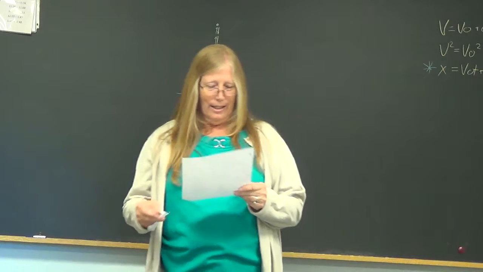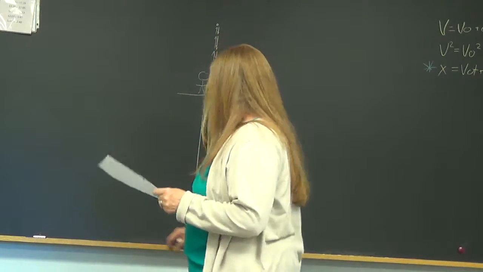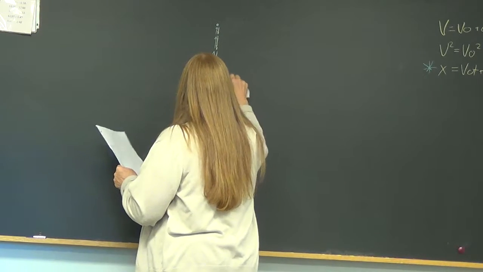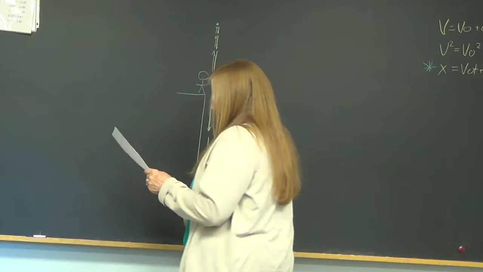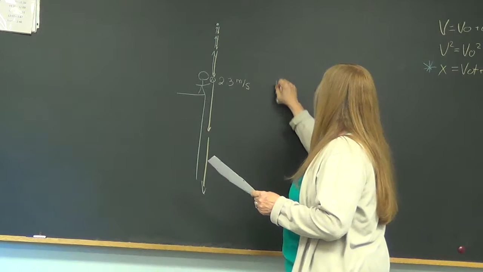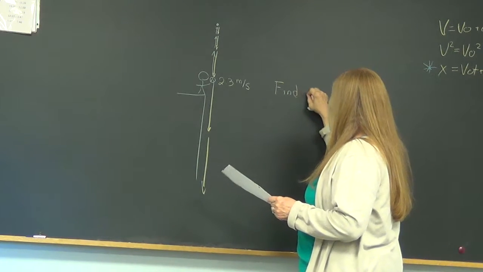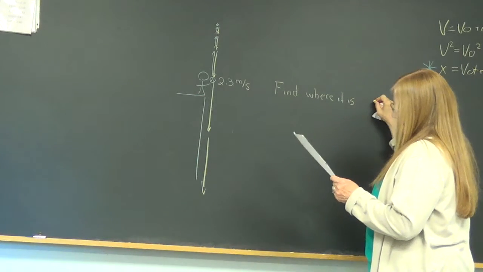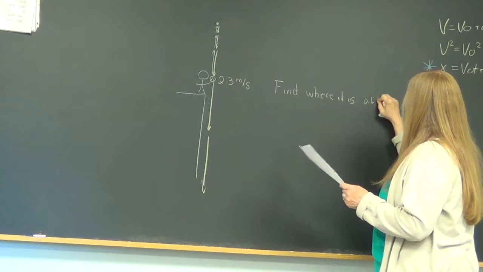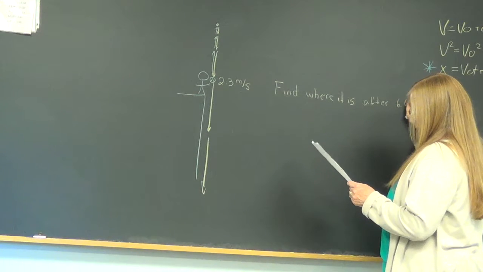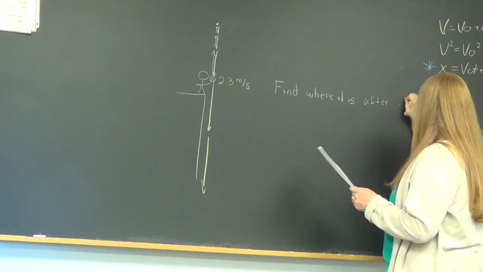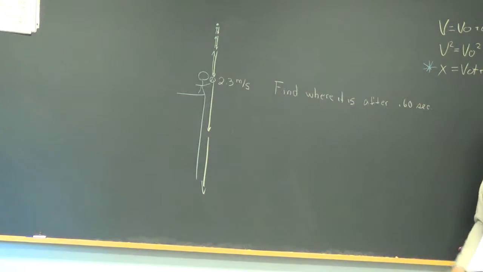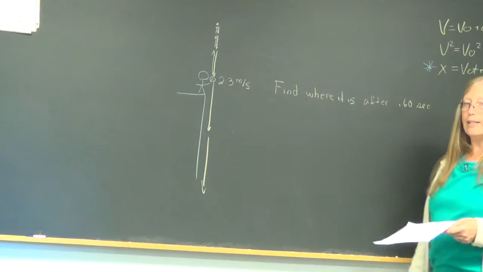So the question is, let me put in some details. The velocity initially out of the hand is 2.3 meters per second. And I want you to find where it is after 0.60 seconds.